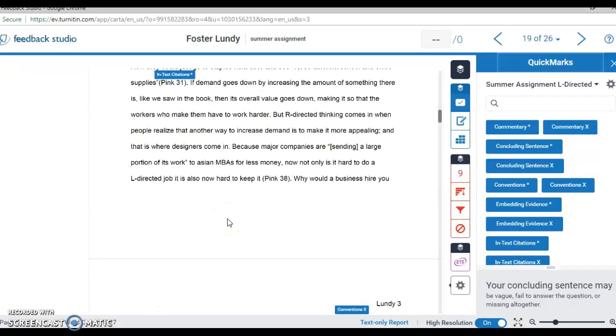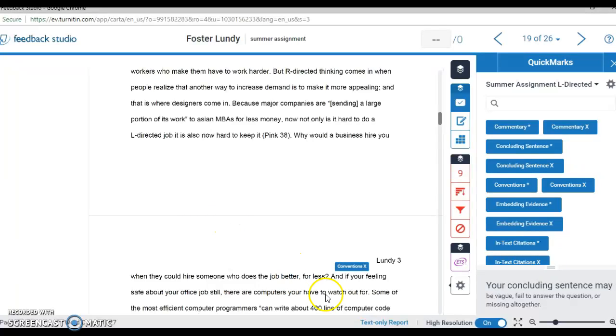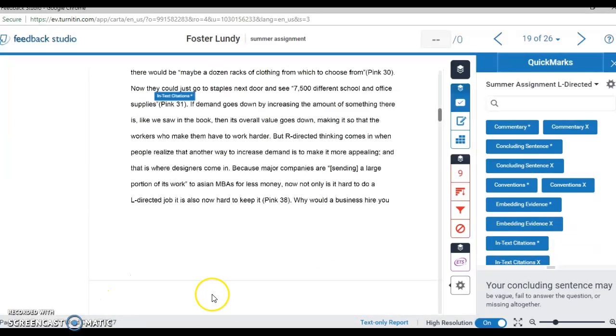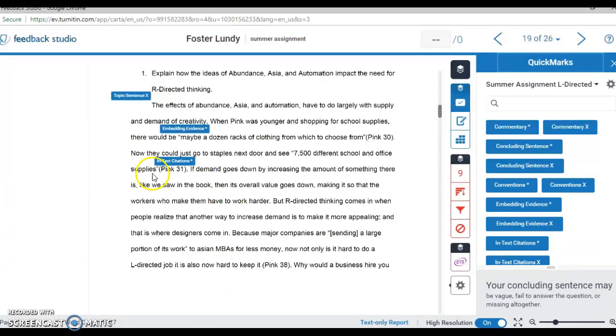All right, next I looked at conventions and citations. So conventions, obviously I can see that you've proofread and have a grasp of capitalization, punctuation, things like that. I do encourage you, Foster, to watch out for personal pronouns, especially you and your. Those just make your writing really informal and a little too informal for what we're going for in this kind of assignment, at least in the L-directed questions. So even just saying, if someone is feeling safe about their office job, that's really going to elevate that word choice. In-text citations were perfect, so no complaints there.